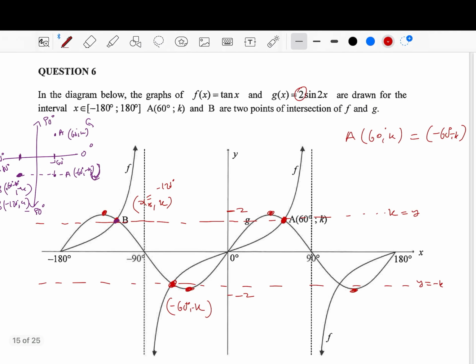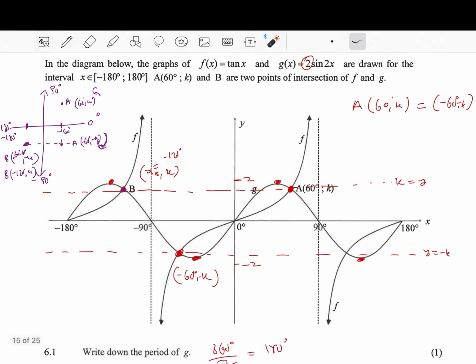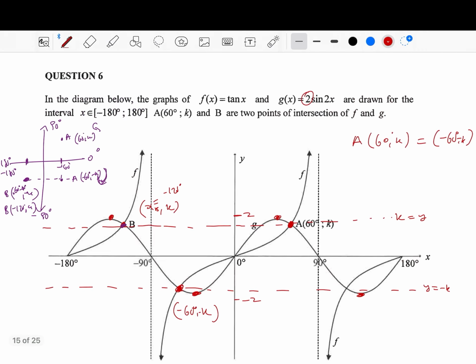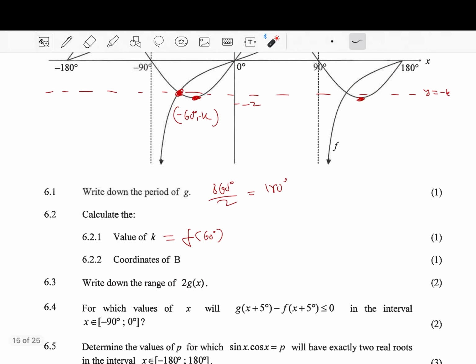The value of K, if you look at this, this is A, and it takes F, right? So if you take F and substitute where the value of X is 60, you're going to get K. So what I'm saying is, K is equal to F of 60, right? Where X is 60, you're going to get K. Whether you use F or G is the same thing. K is equal to G of 60 as well. Same thing. So let's take F.